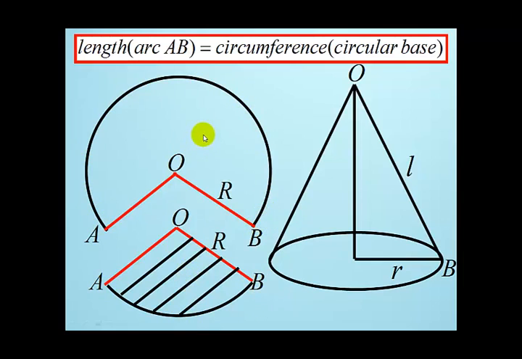Now what we are saying is, assuming you've used the major sector in forming your cone, the length of the arc AB, that is the distance from A to B, is always equal to the circumference of the circular base. Now, assuming you form the cone from the minor sector, the length of the arc will be this. This is the length of the arc AB. And we are saying that the length of the arc AB is equal to the circumference of the circular base.